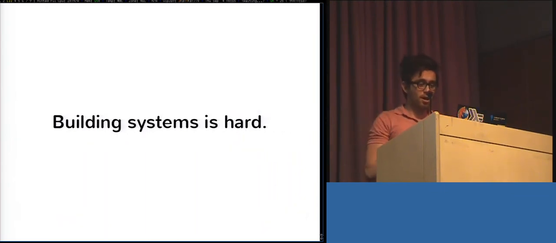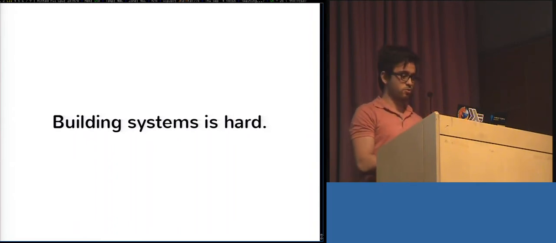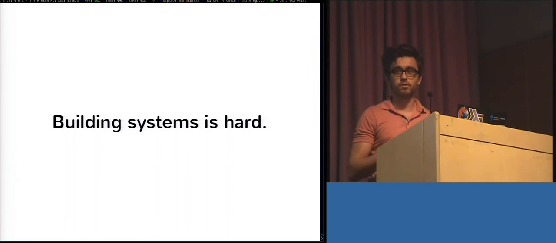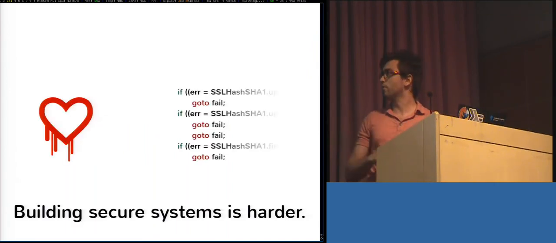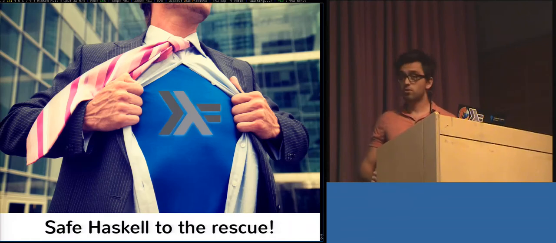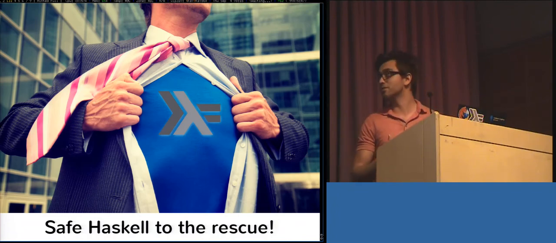Okay, so building secure systems is super hard. I mean, just building systems, as I think Amit showed, there was nothing security there, was hard on its own. But if we look at what's been happening the past couple of months, Heartbleed and GoToFail, which are SSL related bugs, these have shown us that actually building anything with security is super hard. So we're at Haskell Symposium, so we're going to use Safe Haskell, like Amit showed, and address a lot of these issues, right?